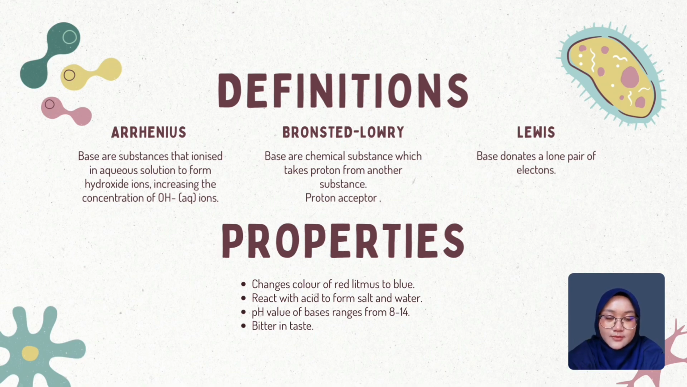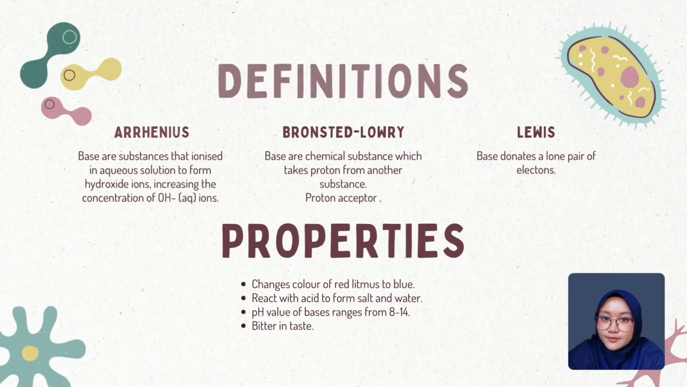Moving on to the properties of the base. The first one, bases can change the color of litmus paper from red to blue. Second, bases also react with acid to form salt and water. The third one, the pH value of bases ranges from 8 to 14. And the last one, bases taste bitter.